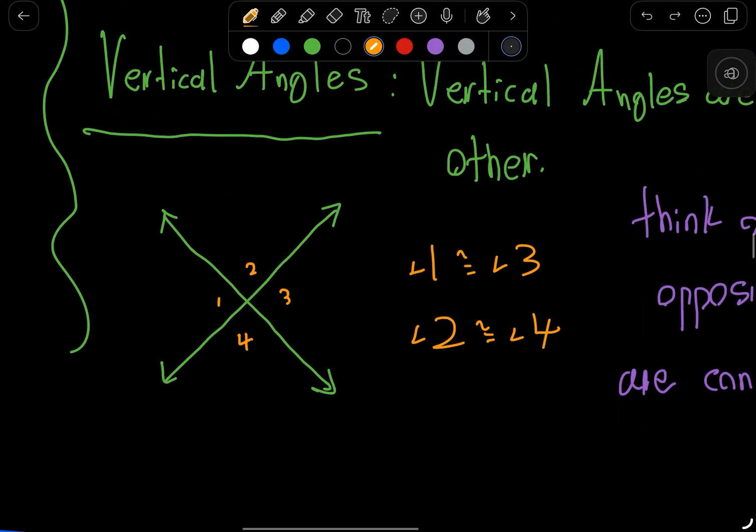So in this diagram, you see that angles 2 and 4 and angles 1 and 3 are opposite each other. So therefore you can say 2 and 4 are congruent to each other and 1 and 3 are congruent to each other. Make sure you don't say that 1 and 2 are congruent, because those are not vertical angles. Remember, opposite. So angles 1 and 3 are congruent and angles 2 and 4 are going to be congruent.